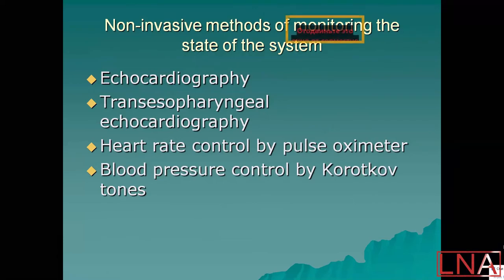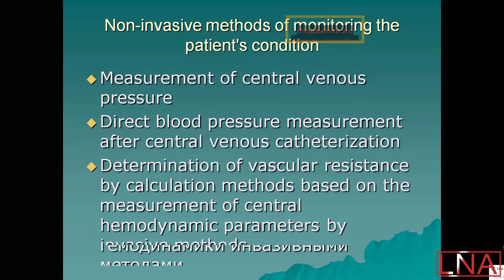Non-invasive methods of monitoring the state of the cardiovascular system: echocardiography, transesophageal echocardiography, heart rate control by pulse oximeter, blood pressure control by Korotkov tones. Invasive: measurement of central venous pressure, direct blood pressure measurement after central venous catheterization, determination of vascular resistance by the circulation method based on measurement of central hemodynamic parameters by invasive method.